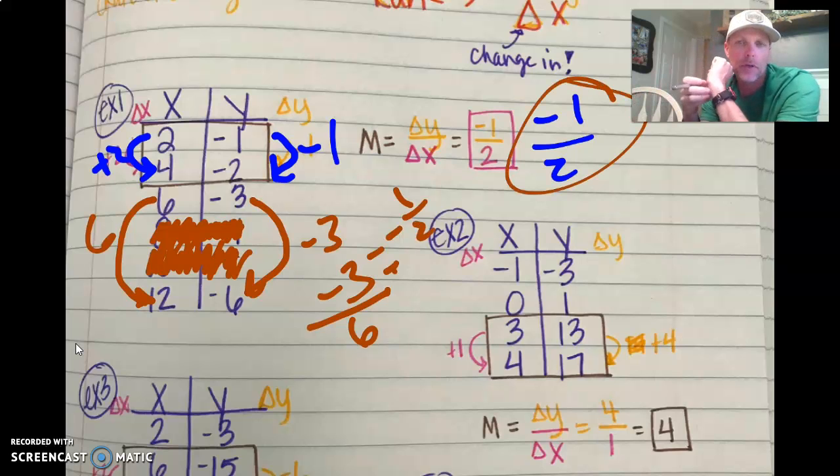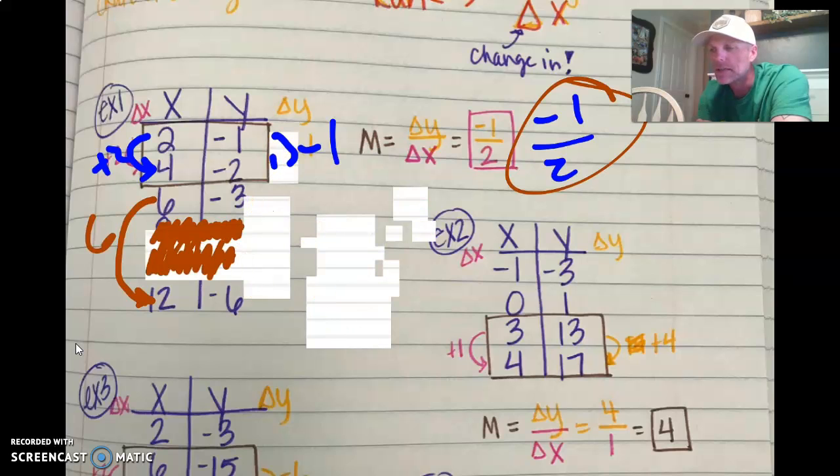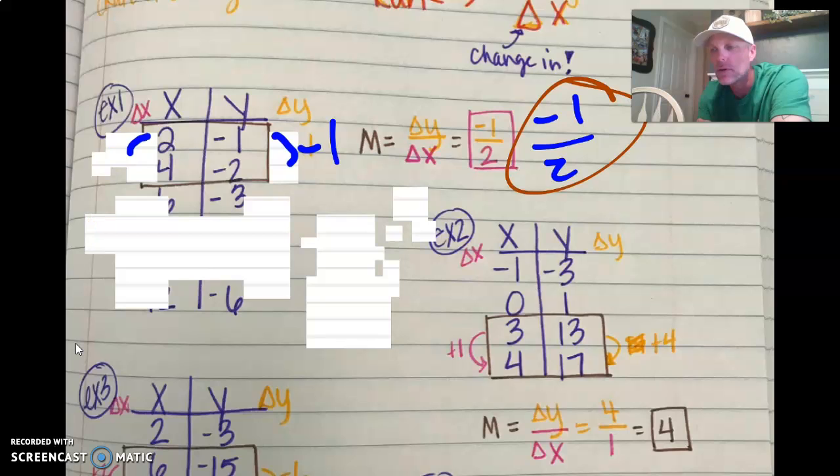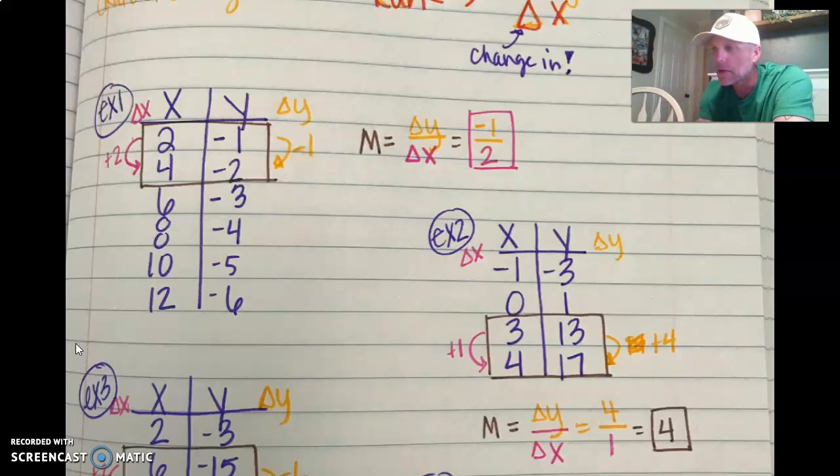So if you end up skipping a y, then you can still get the correct answer. But you just need to make sure that whatever you do on one side, you do the same thing on the other. Okay, but honestly, I don't recommend skipping, because what's the point? Then you have to simplify, and I know y'all don't like that.